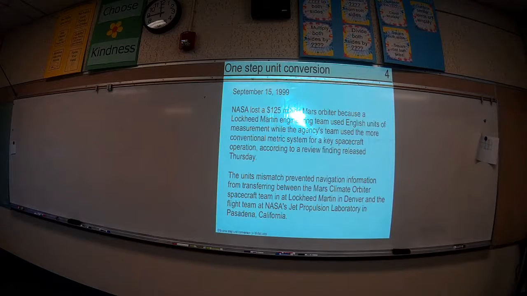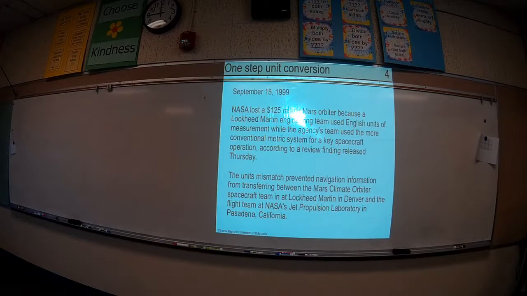September 15, 1999. This is a real news article. NASA lost a $125 million Mars orbiter because a Lockheed Martin engineering team used English units of measurement while the agency's team used the more conventional metric system for a key spacecraft operation, according to a review finding released Thursday. This units mismatch prevented navigation information from transferring between the Mars Climate Orbiter spacecraft team at Lockheed Martin in Denver and the flight team at NASA's JPL laboratory in Pasadena.